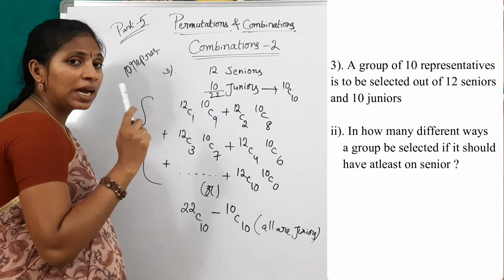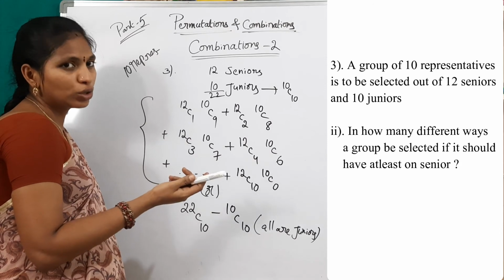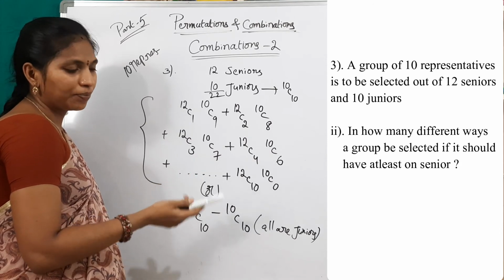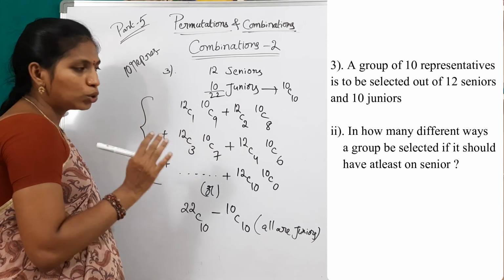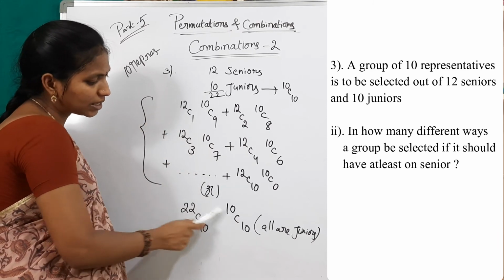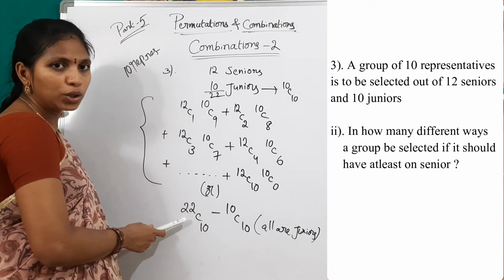But suppose 10 seniors means no junior. Like that, we can answer this question in two ways. This is one way and this is another way. This is also very important, you should know.